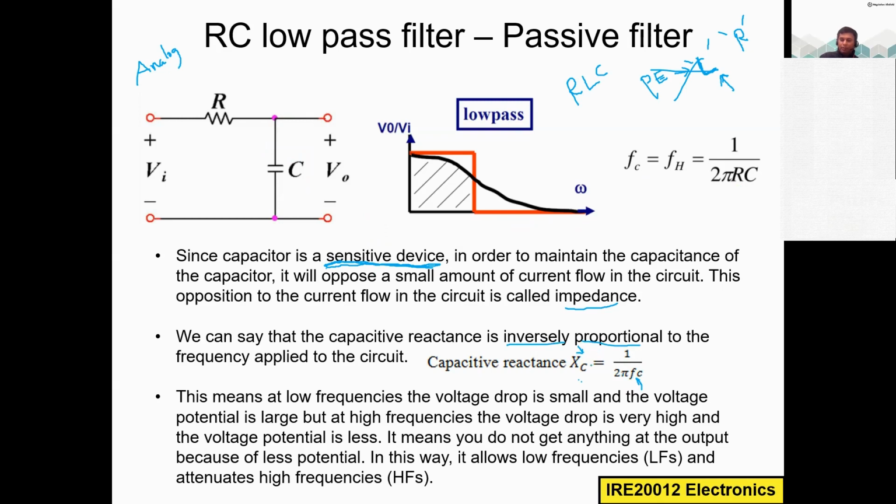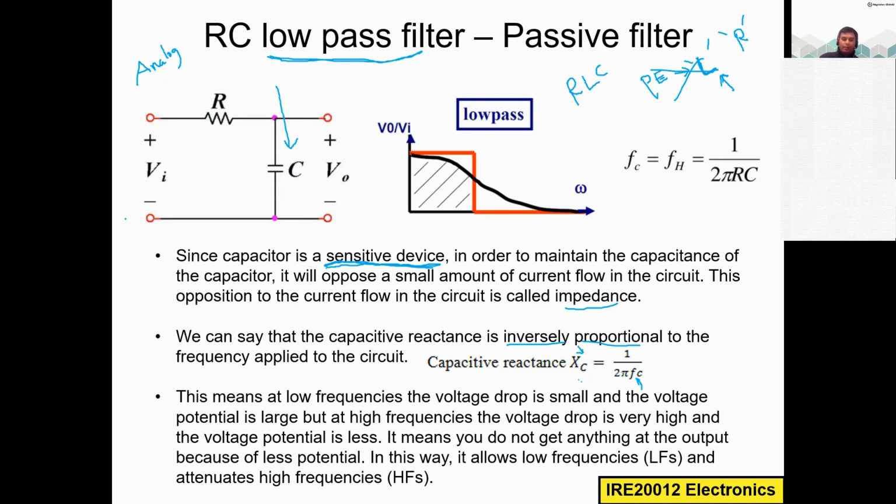If it's directly proportional, then whenever you increase this one, this will also increase. So this operation, the low pass filtering operation, is really happening based on the reactance value of the capacitor. The reactance is reacting to the signal frequencies. So it passes the low frequencies and it stops the high frequencies. So here, if you connect it in a different way, then the operation will be totally different. Okay, so this means at low frequencies, the voltage drop is small and the voltage potential is large.